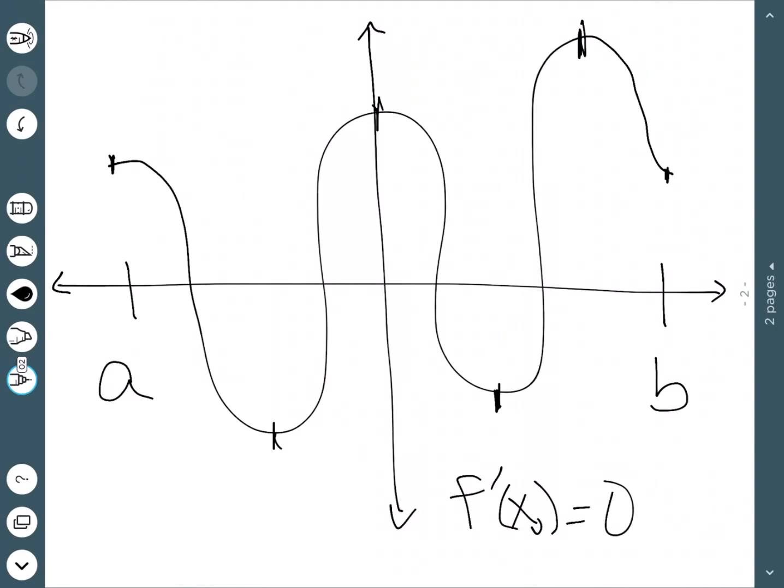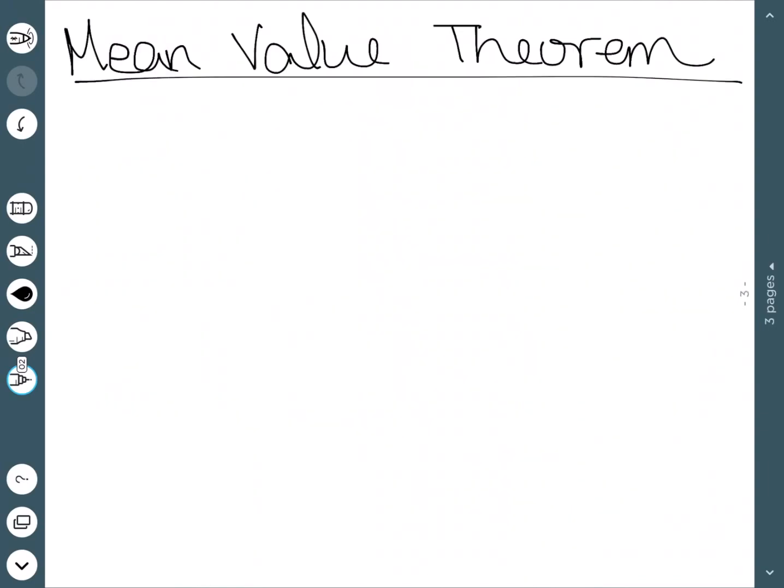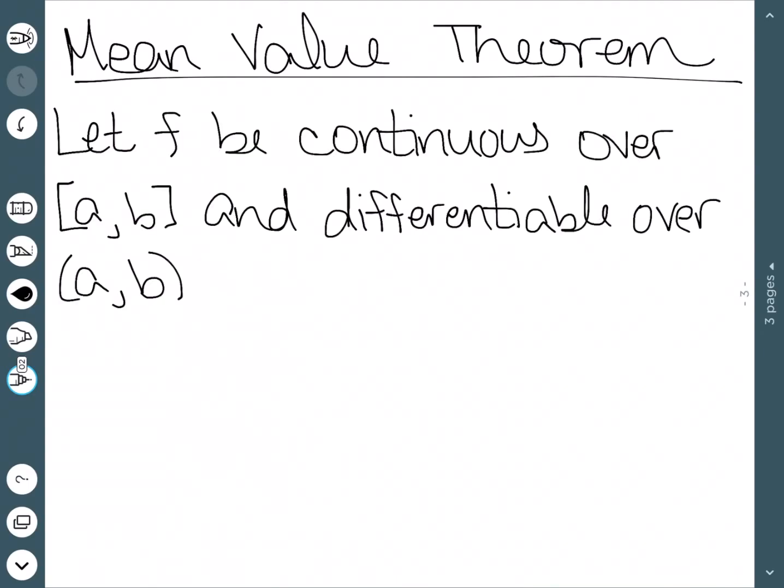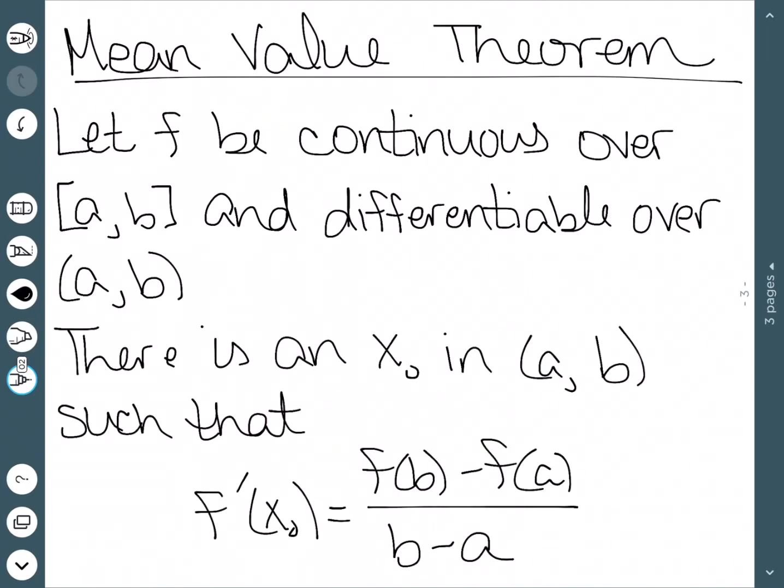Now that we have Rolle's theorem, let's move on to our next theorem. The next theorem is called the Mean Value Theorem. So first we need our conditions. Just like with Rolle's theorem, we need our function f to be continuous over some interval and differentiable over some interval. We're essentially just going to take away the condition that the endpoints are equal. We no longer need that. Then we know there's some point x0 in that interval where the derivative f prime of x0 is f of b minus f of a over b minus a.